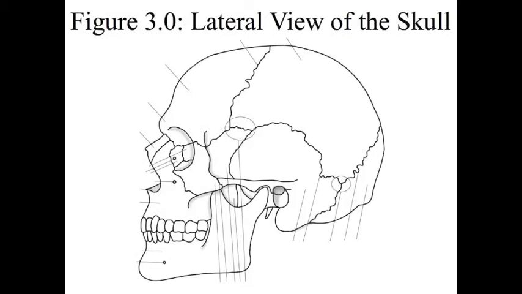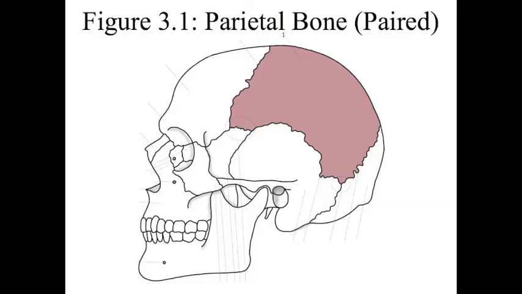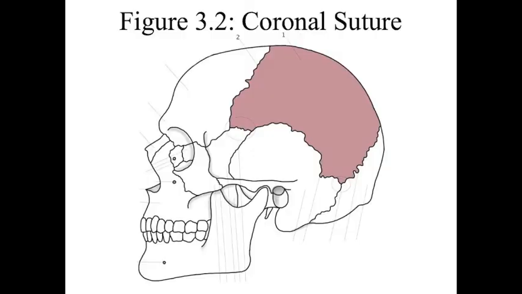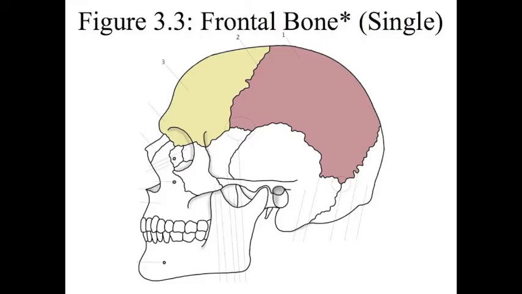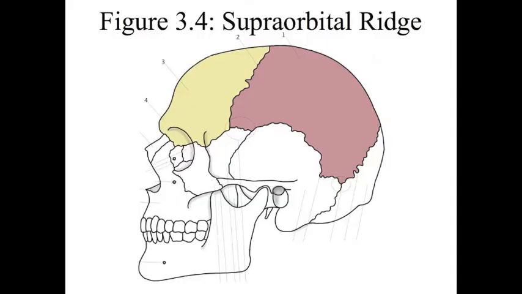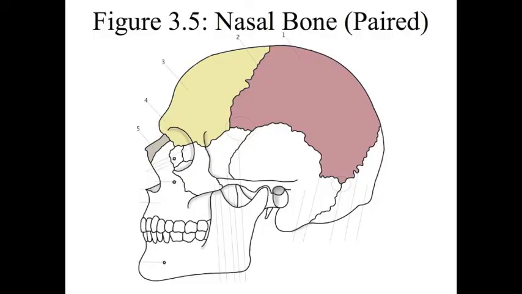Figure number 3 is the lateral view of the skull. The first item is number 1, the parietal bones. These are paired bones on either side of the skull. Number 2 is the coronal suture. Number 3 is the frontal bone. This is a single bone on the skull. Number 4 is the supraorbital ridge. If you want to look like a Neanderthal, you gotta have that big supraorbital ridge.